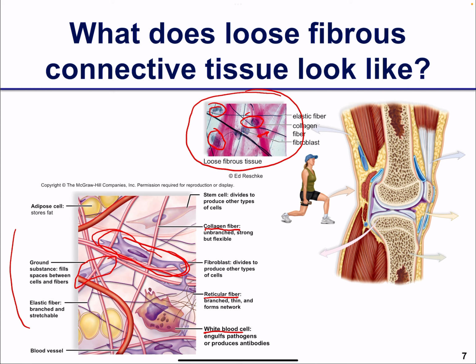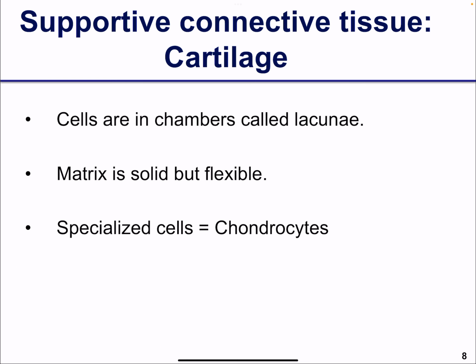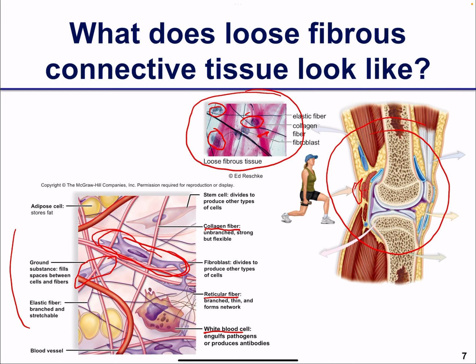And all the matrix is actually made by the fibroblast. So you're going to have some examples of where you could find the loose connective tissue. Now, how about the dense connective tissue?